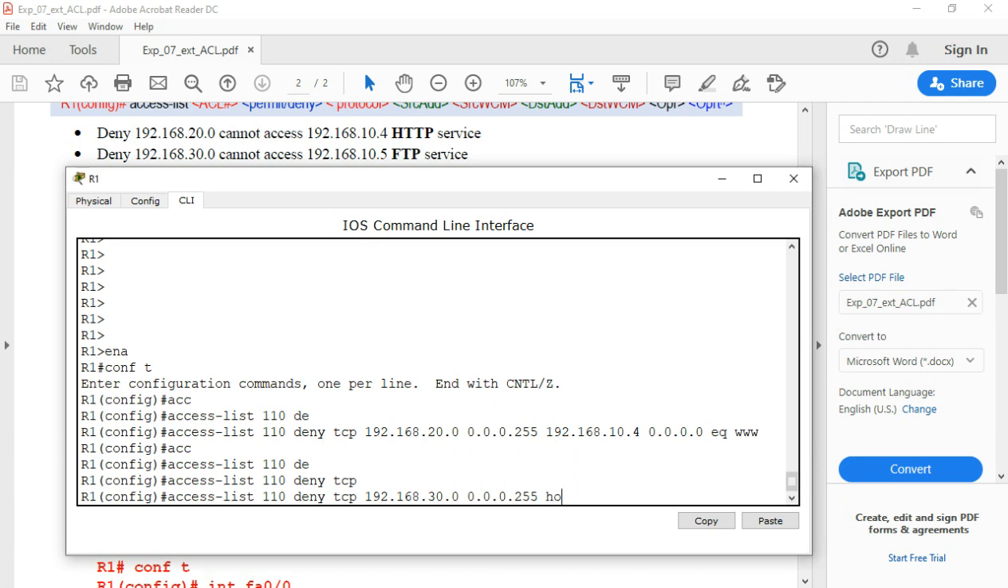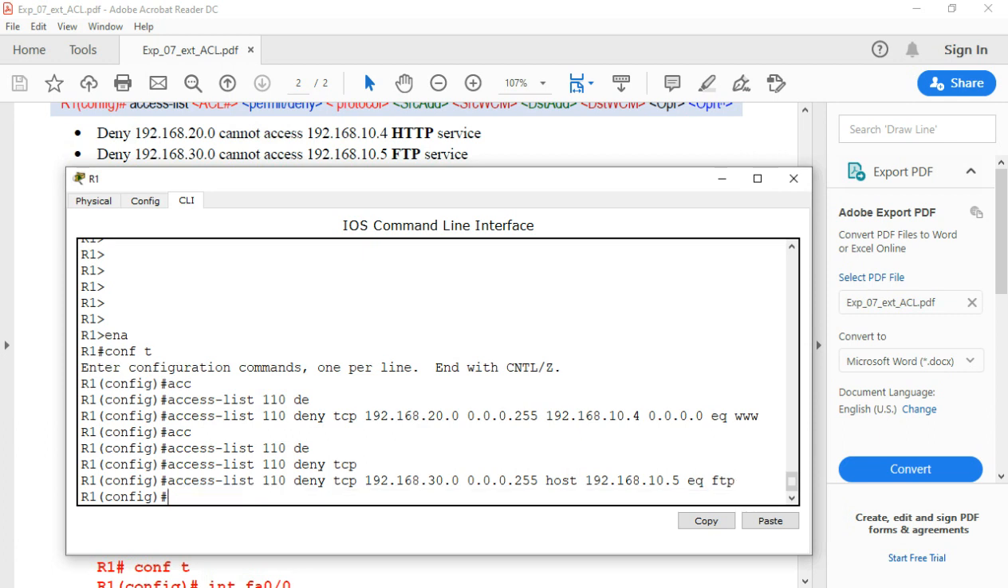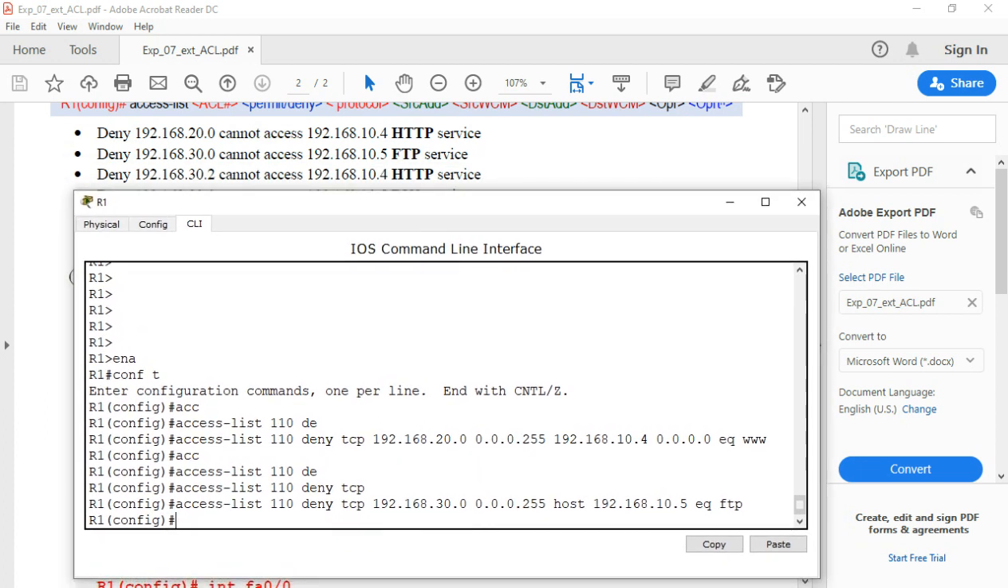We already wrote it as the first one as a number with 4 zeros. So this time I write host. I use the number .5, equal, which service? FTP, or you can write the port number. Okay, so we do it. So we do it again. We will prevent this computer from accessing the HTTP services at server 10.4.